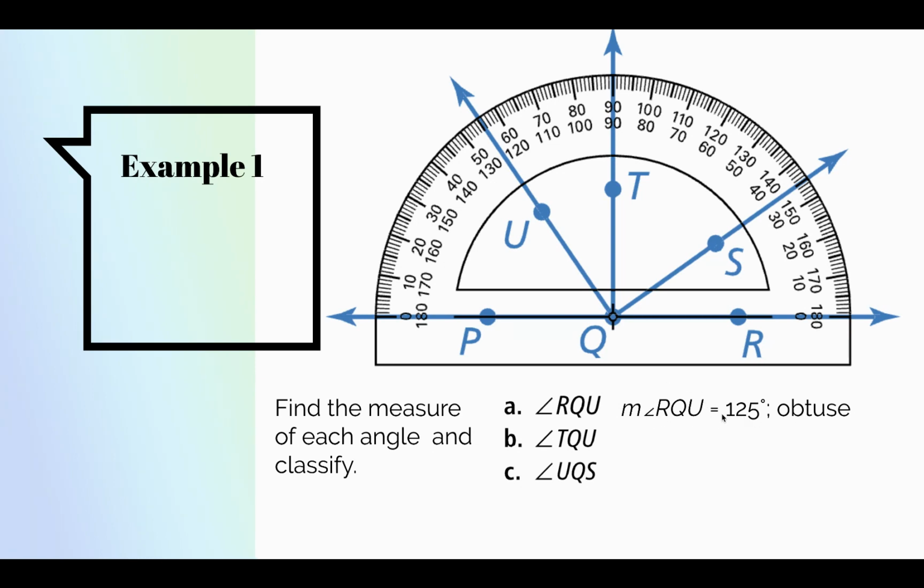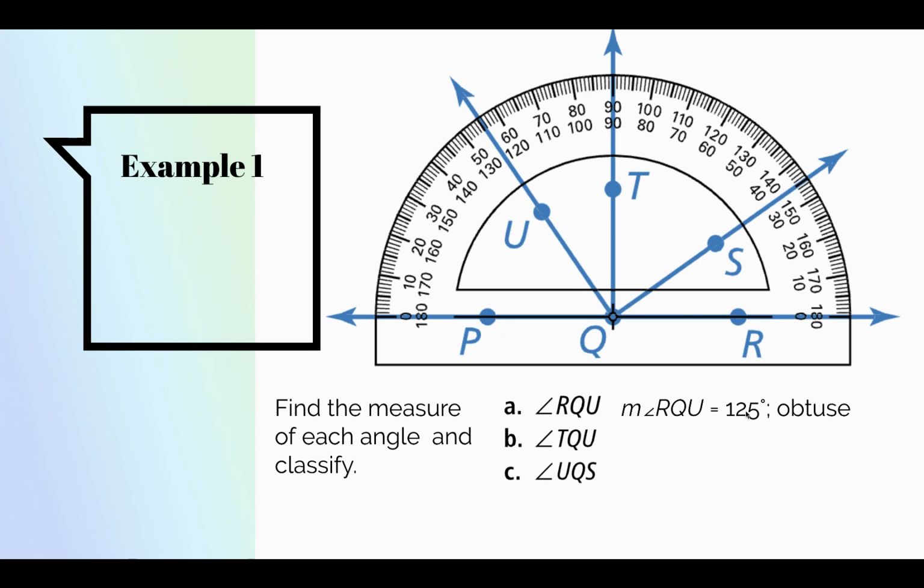Now, this is the nomenclature. This is the proper notation. You're going to write measure of angle RQU equals 125 degrees. If you forget the degrees, it's wrong because this has a unit of measurement. So you have to have degrees.